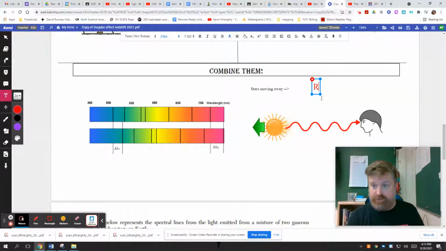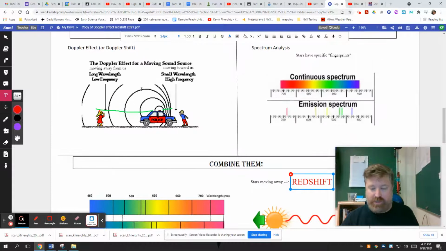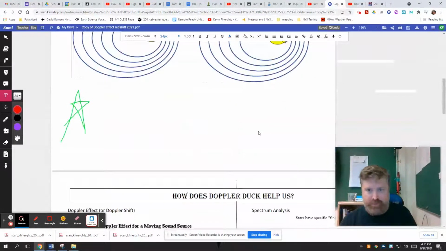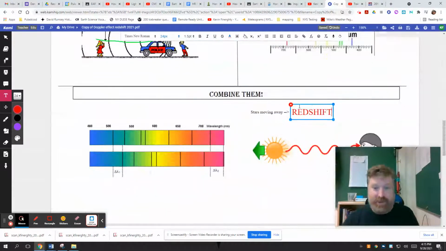Stars moving away gives us red shift. The regents will like to ask about the Doppler shift occasionally, very rarely emission spectroscopy stuff, never ducks, but redshift all the time. I'd say it's on almost every test within the first 5 questions.